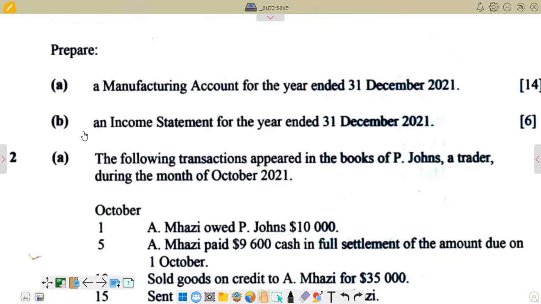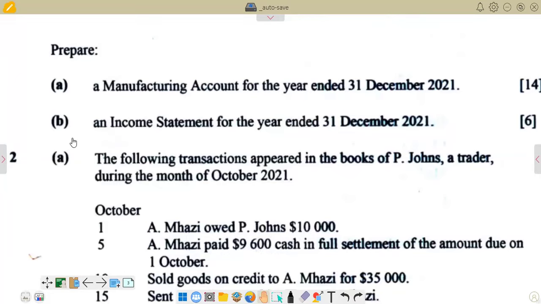The second part requires us to prepare an income statement for the year ended 31 December 2021, with 6 marks. So we are also supposed to write our heading, indicating where the year is ending, which is 31 December 2021. Also remember that on the heading, you're supposed to indicate what you are preparing. In this case, on B, we are preparing an income statement, and then the name of the person, the sole trader in this case. The name of that sole trader, which is Nowonder, we are supposed to mention in the heading, the name of the statement that we are preparing, that is the income statement, and then the year ending. Those three parts are supposed to be highlighted.